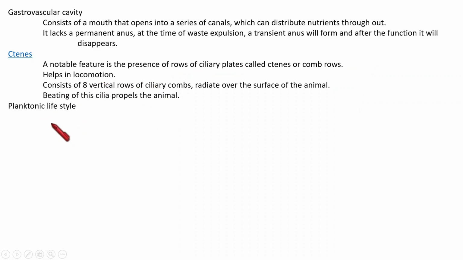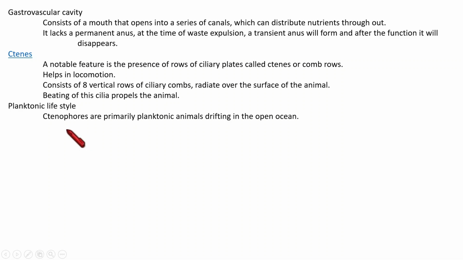Okay. Then it has a planktonic lifestyle. Why are we saying that ctenophores have a planktonic lifestyle? Because its way of movement, locomotion, is mainly by drifting in the open ocean. Drifting means what? It moves only with the help of water current. In whatever direction the water current is moving, in that same direction the ctenophores also move. In no other way can it. So in that way, we can say that ctenophores have a planktonic lifestyle.